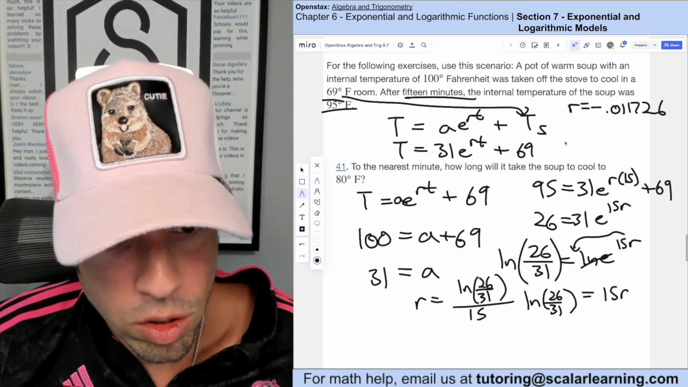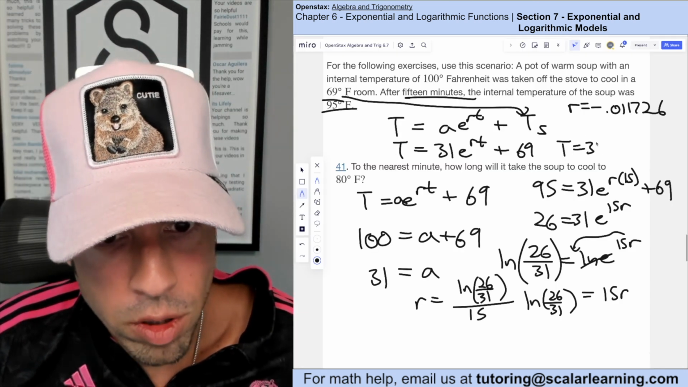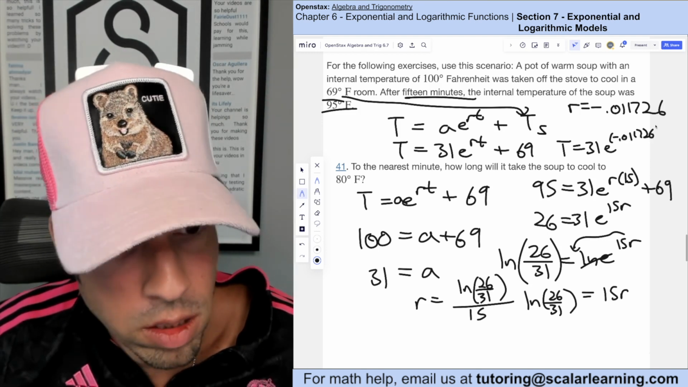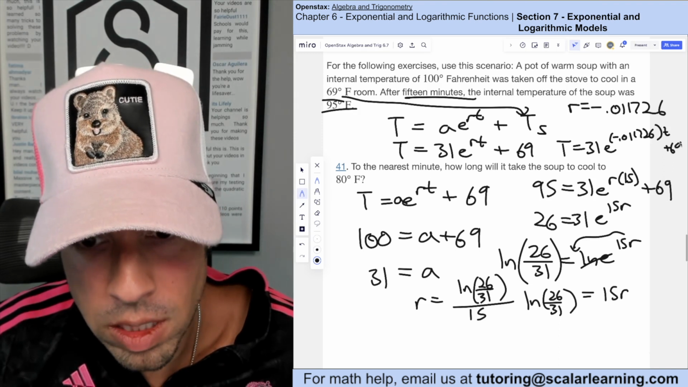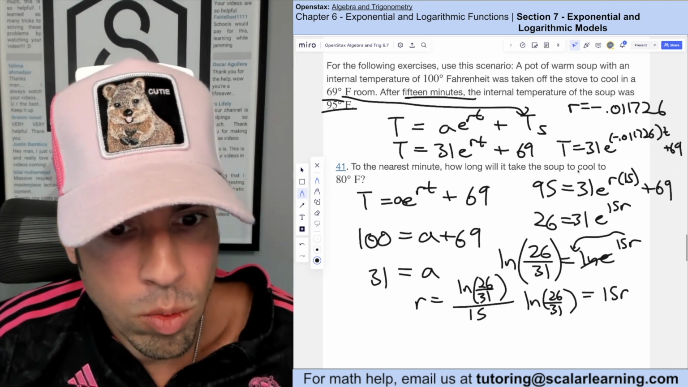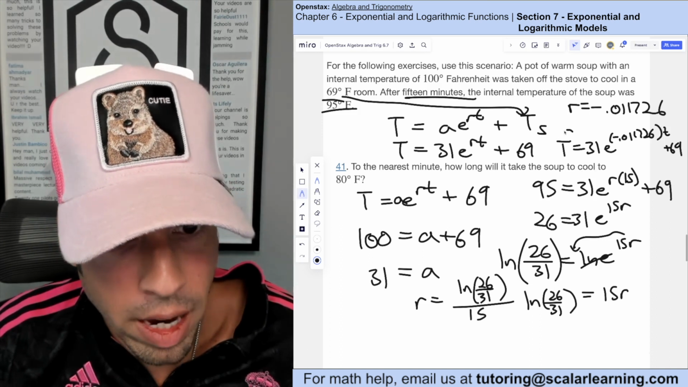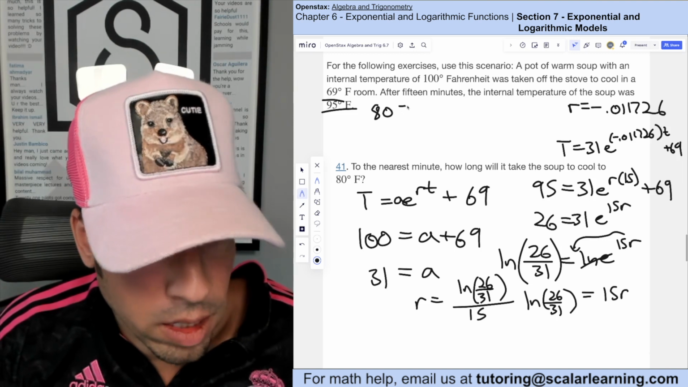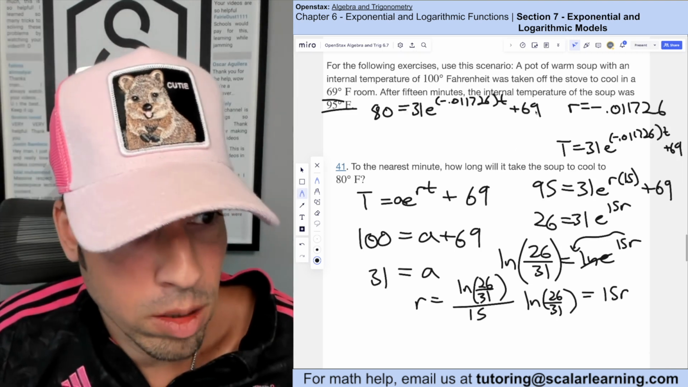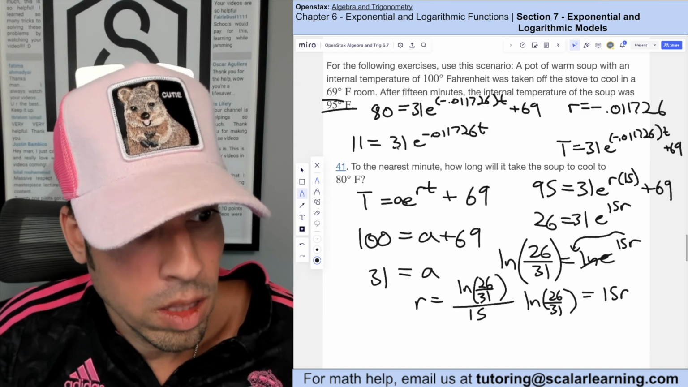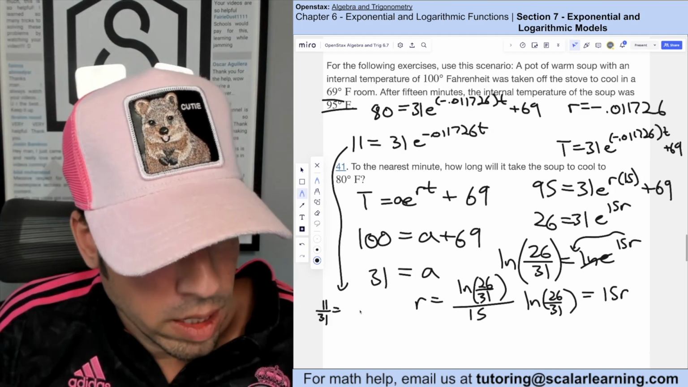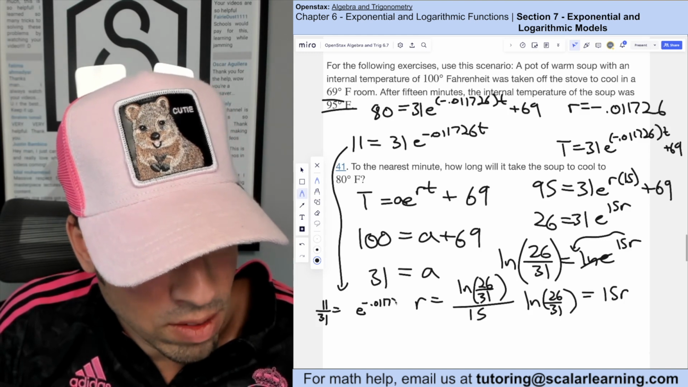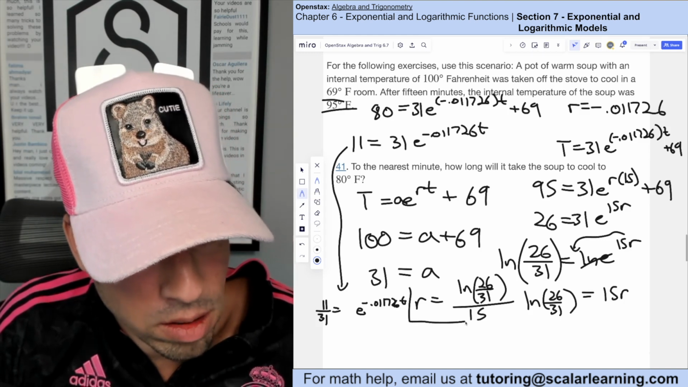So now I can rewrite this equation as T equals 31e to the negative 0.011726 times t, and then all of this plus 69. And then it says to the nearest minute, how long will it take for the soup to cool to 80? So we're going to plug 80 in for big T. So we got 80 equals all of this, and now we're going to subtract by 69, so we get 11, and then divide by 31. We get 11 over 31 equals e to the negative 0.011726t.